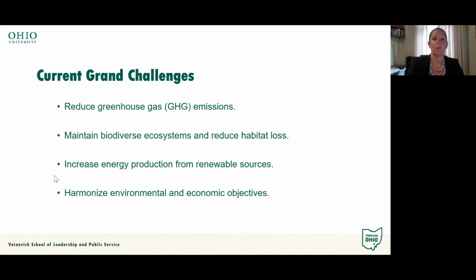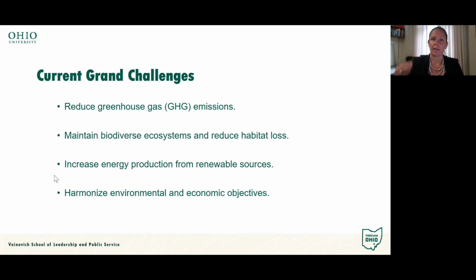Co-production can be very helpful for addressing some of our current grand challenges, which include things like reducing greenhouse gas emissions, maintaining biodiverse ecosystems, and reducing habitat loss that support valuable species. But we're also looking at challenges to increase energy production from renewable sources. And we also need to be thinking about how to harmonize environmental and economic objectives.